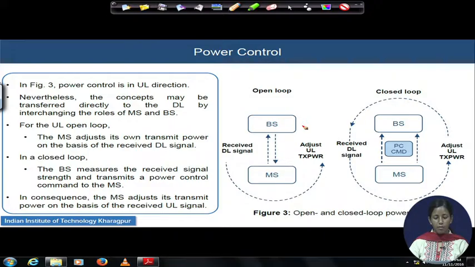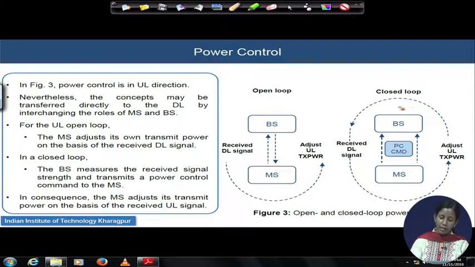And remember, in the open loop you do not have any instruction from the base station on how to go ahead. Whereas in the closed loop, when the mobile station is transmitting in the uplink, the base station receives that and measures the condition of the channel in the uplink as well as the received power level.